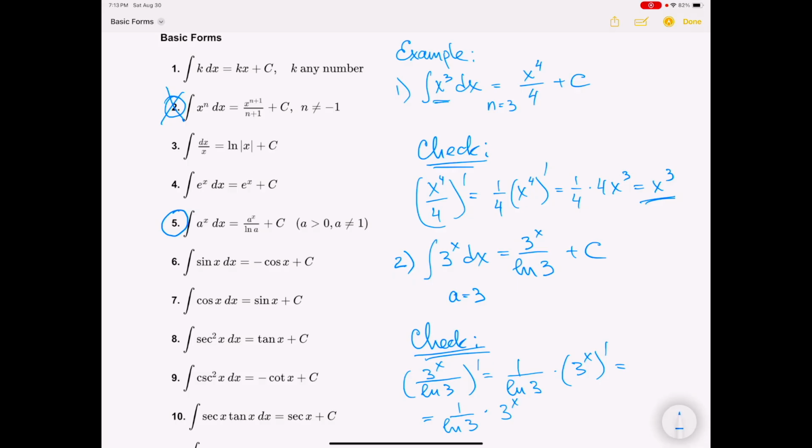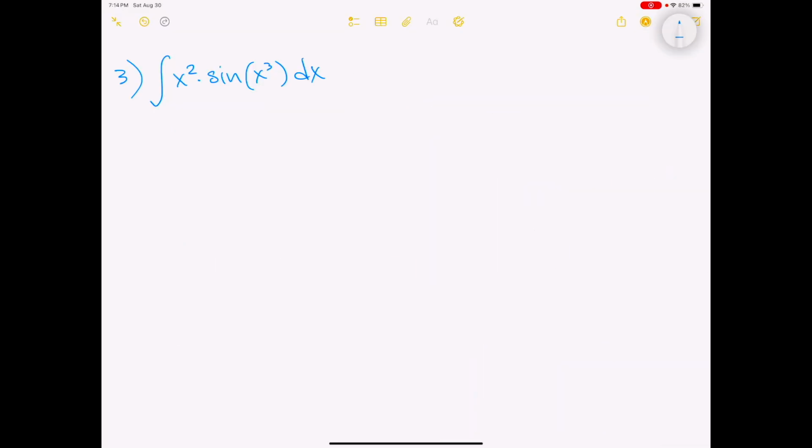Derivative of an exponential function is the exponential function itself times the natural logarithm of the base. So natural logarithm of 3 divided by natural logarithm of 3 is 1. So that's correct. We found an absolutely right antiderivative for example 2. Let's look at example number 3.